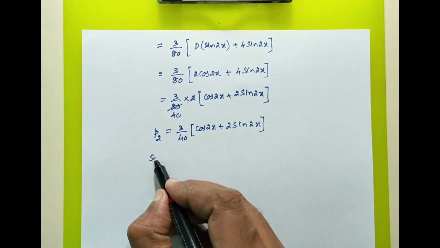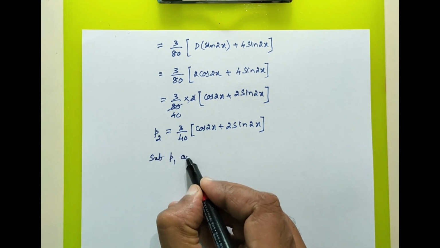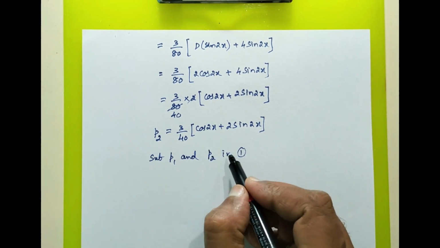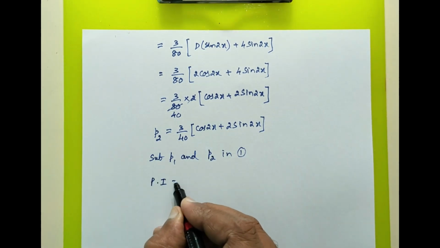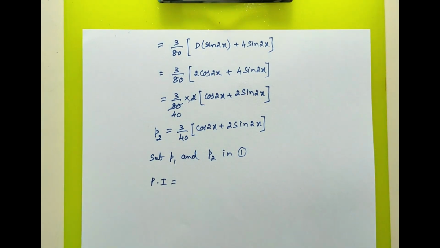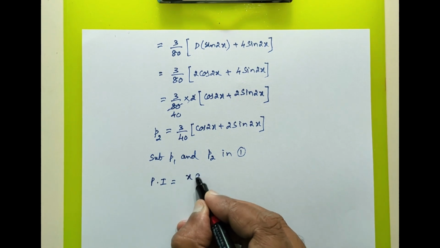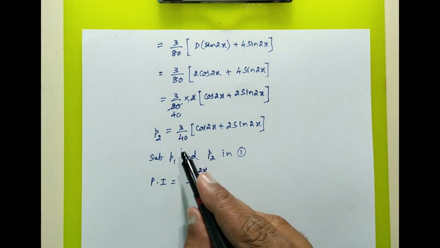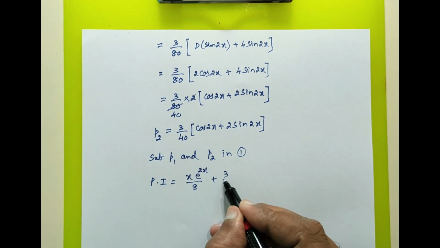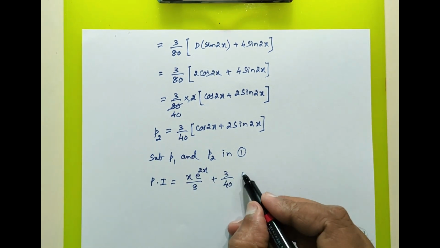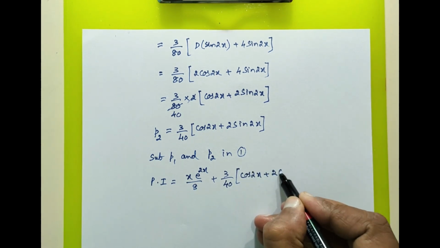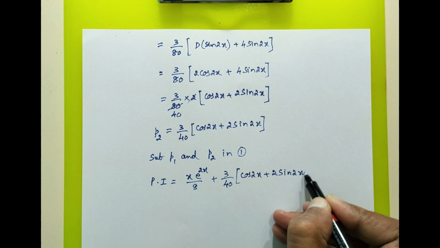So now substitute the values of P1 and P2 back in equation number 1. So particular integral will be equal to P1 plus P2. So the value of P1 that we have got is x e power of 2x divided by 8. This is the P1 value. Plus this is the P2 value, that is 3 by 40 times cos 2x plus 2 times sine of 2x.